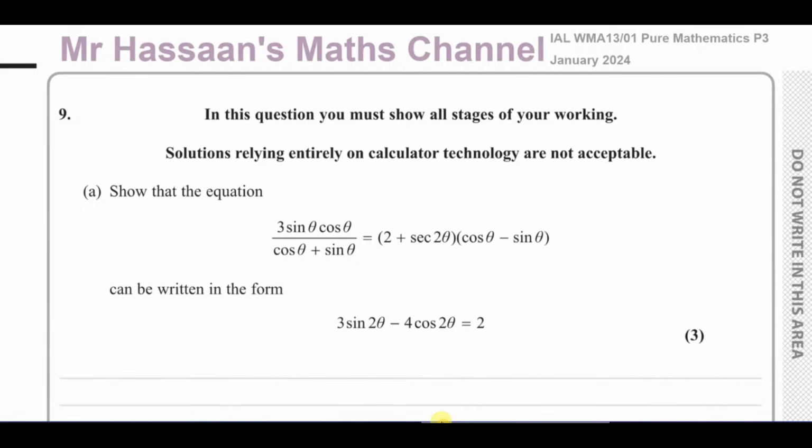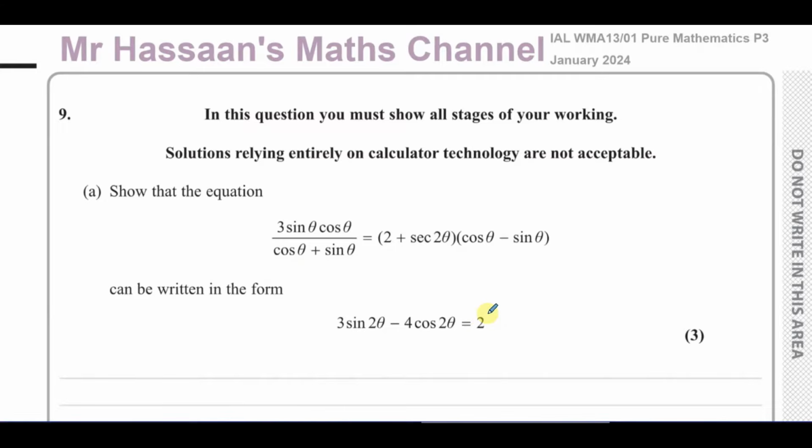I'm now going to answer question number 9 from the January 2024 International A-Level Edexcel Pure Mathematics P3 paper. And this question here is about trig equations and identities. Now, part A says, show that the equation 3 sine theta cosine theta over cosine theta plus sine theta equals 2 plus secant 2 theta times cosine theta minus sine theta can be written in this form.